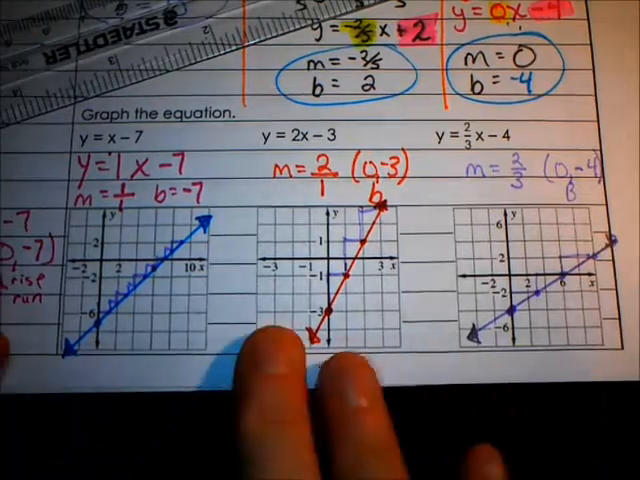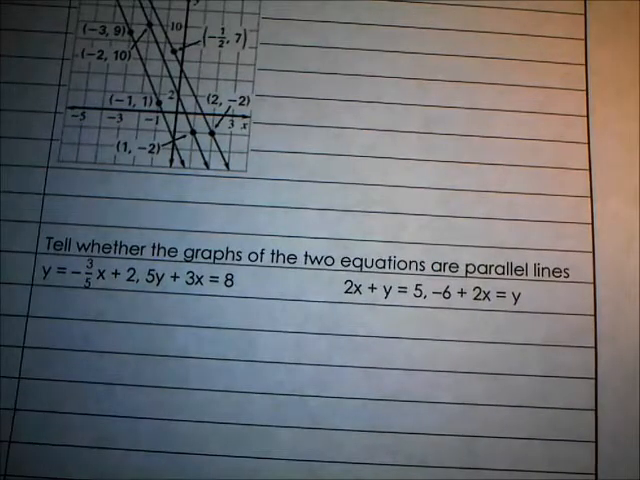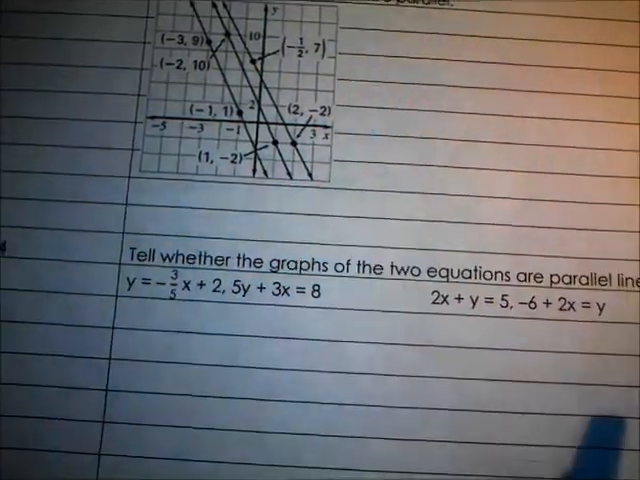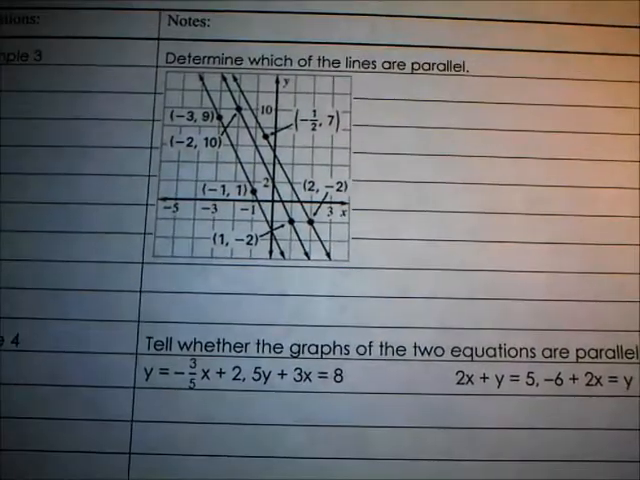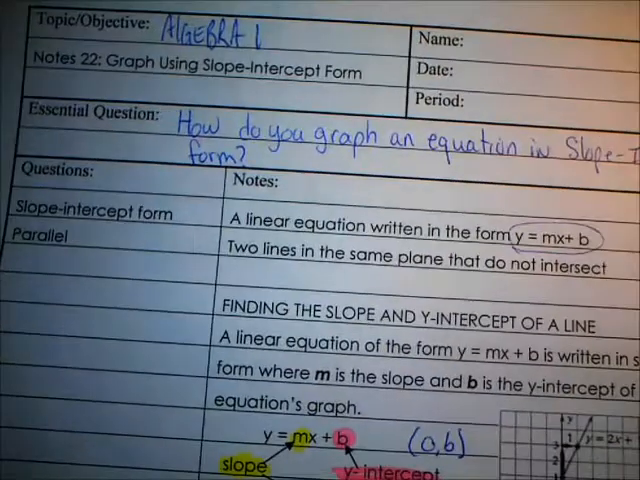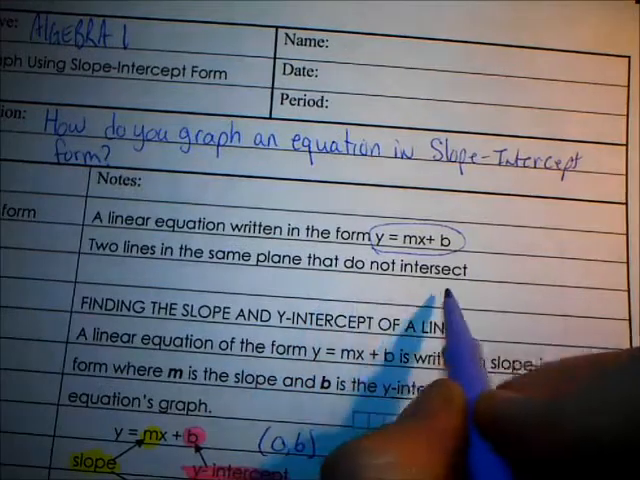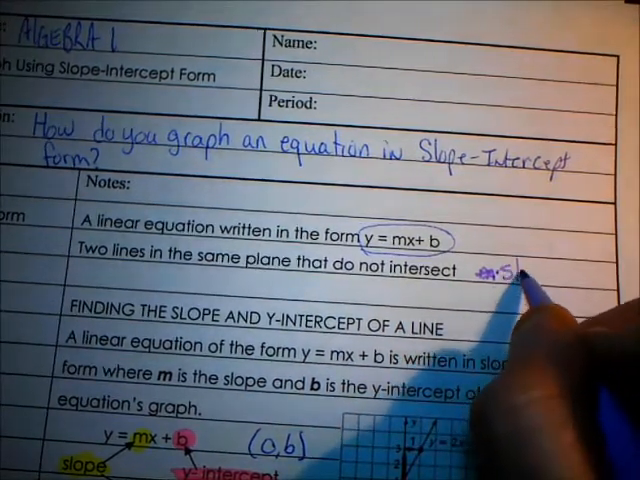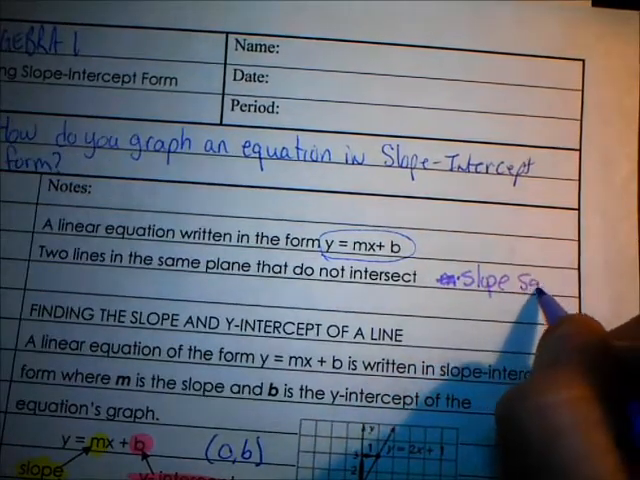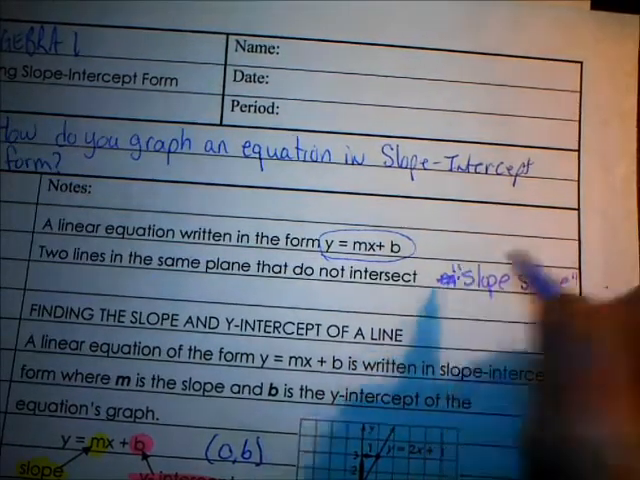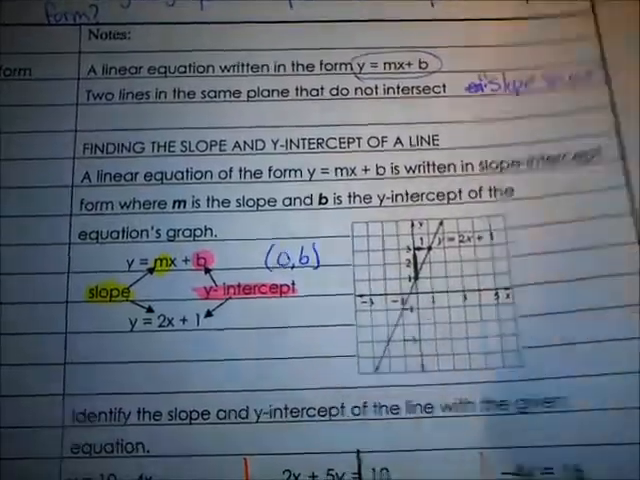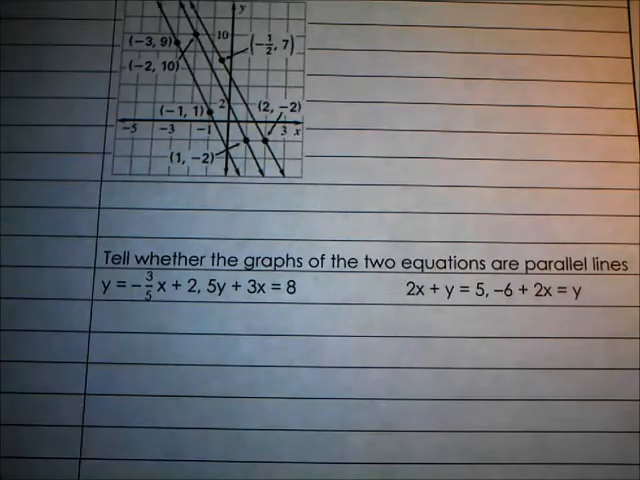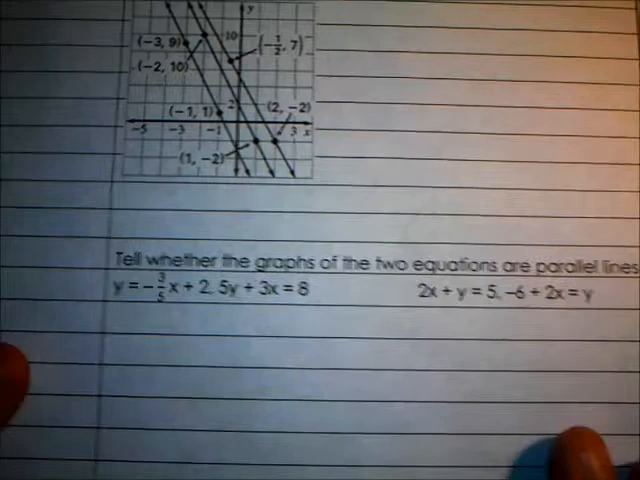Okay. On the next page, you have example 3. It says determine which of the lines are parallel. To be parallel, up here I didn't write it, they do not intersect, which means their slopes are the same. If they do not intersect, their slopes are the same. So if I look at my lines, they say which one of the lines are parallel.